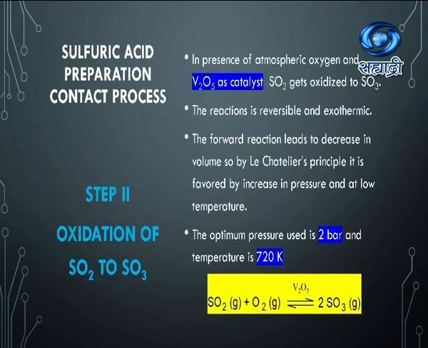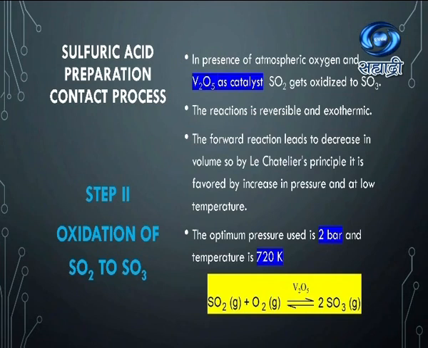dioxide. Then second step is oxidation of sulfur dioxide to sulfur trioxide. This step is quite important. In presence of atmospheric oxygen and vanadium pentoxide as catalyst, sulfur dioxide gets oxidized to sulfur trioxide. The reaction is reversible and exothermic. The forward reaction leads to the decrease in the volume. So by Le Chatelier's principle, it is favored by increase in the pressure and at low temperature.